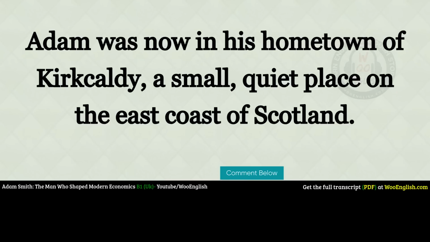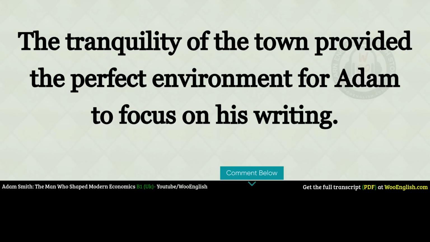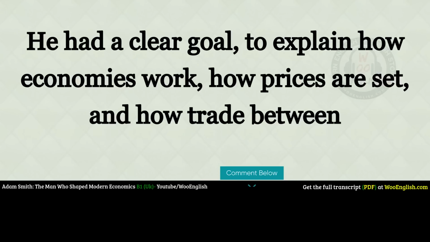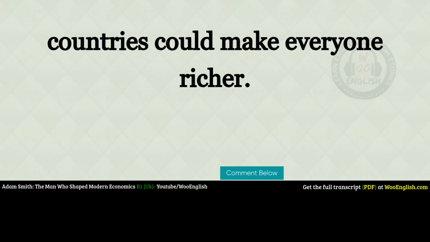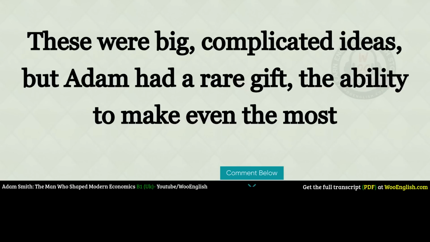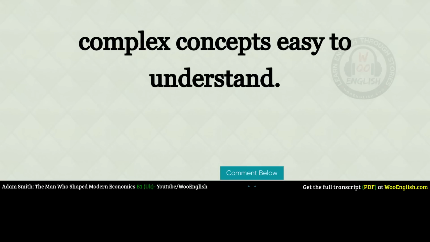Adam was now in his hometown of Kirkcaldy, a small, quiet place on the east coast of Scotland. The tranquility of the town provided the perfect environment for Adam to focus on his writing. He had a clear goal: to explain how economies work, how prices are set, and how trade between countries could make everyone richer. These were big, complicated ideas, but Adam had a rare gift: the ability to make even the most complex concepts easy to understand.